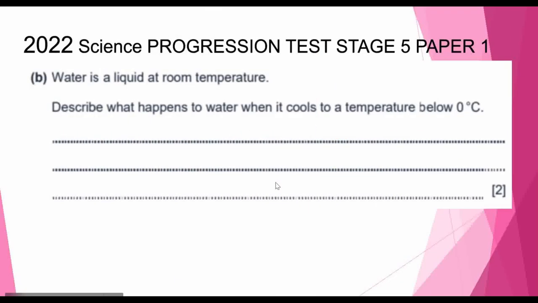Question B. Water is liquid at room temperature. Describe what happens to water when it cools to a temperature below 0 degrees Celsius.